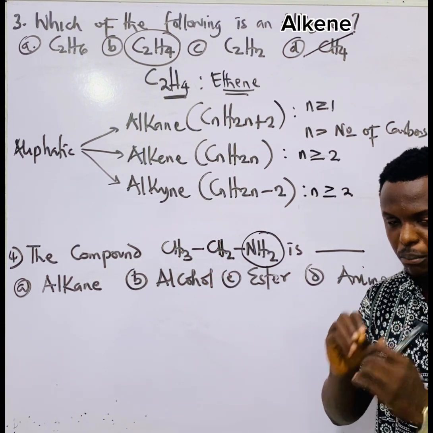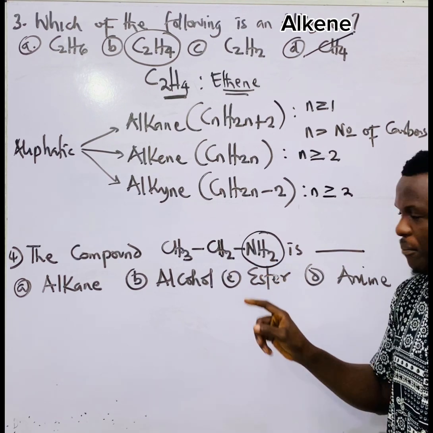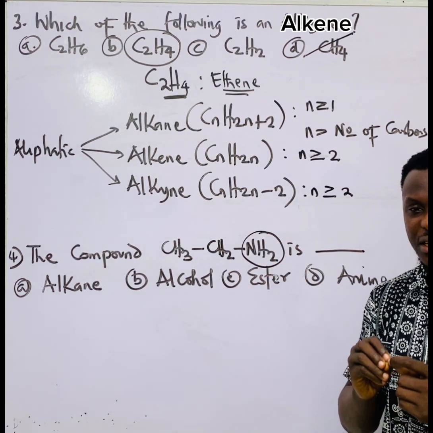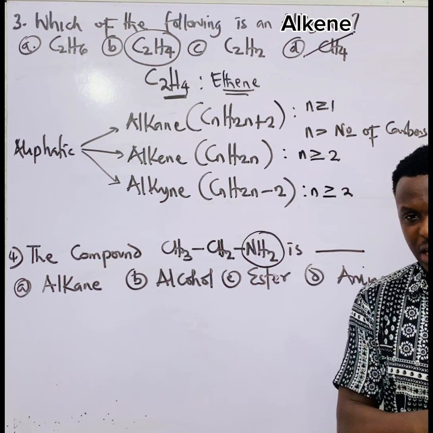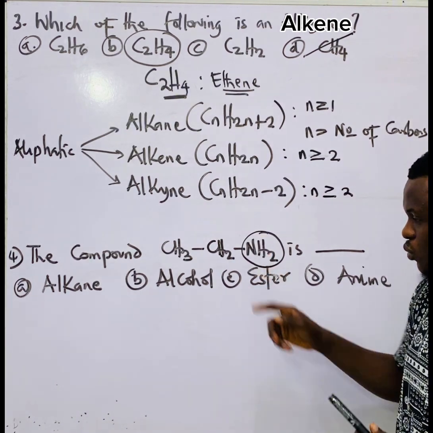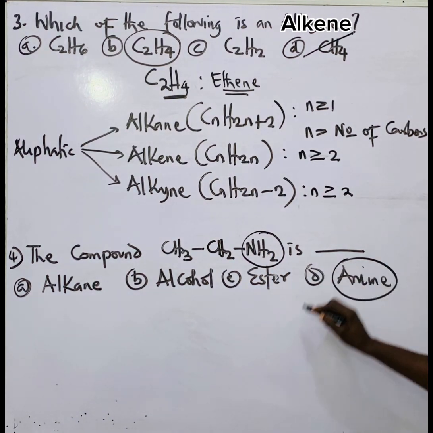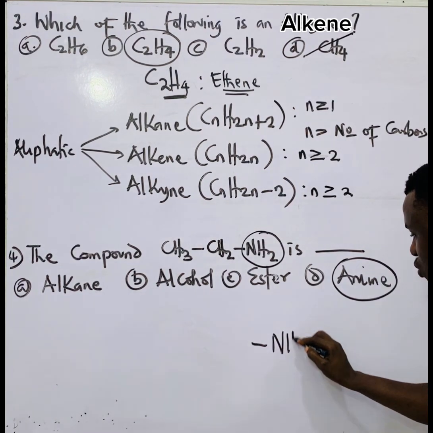Every organic compound must always have carbon and hydrogen. So this is compulsory, but not all organic compounds will always have this. This is actually the identity of a particular compound. So NH2 is an amine. Amine has a formula of NH2.